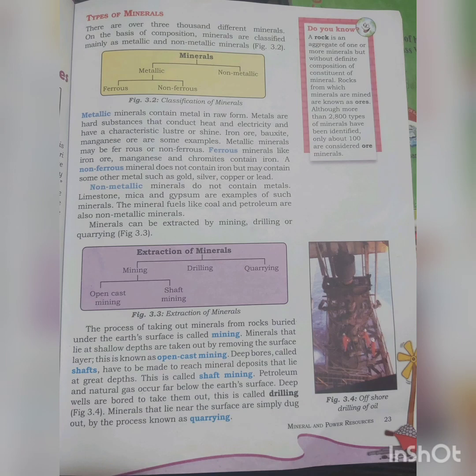Metals are hard substances that conduct heat and electricity and have a characteristic luster or shine. Iron ore, bauxite, manganese ore are some examples. Metallic minerals may be ferrous and non-ferrous. Ferrous minerals like iron ore, manganese, and chromites contain iron. Non-ferrous minerals do not contain iron, but they contain some other metals such as gold, silver, copper, or lead.